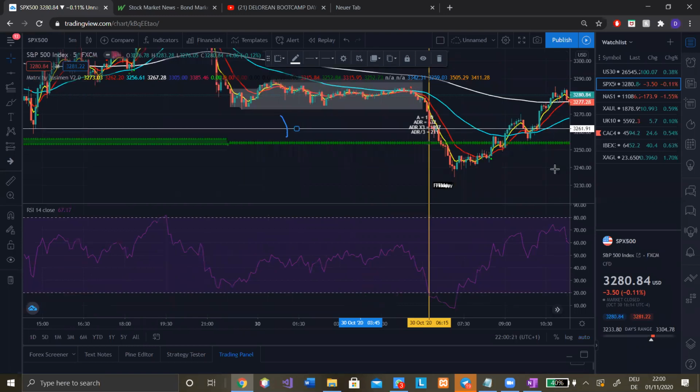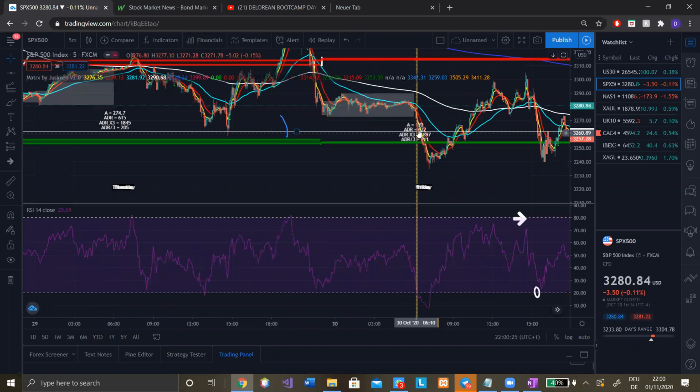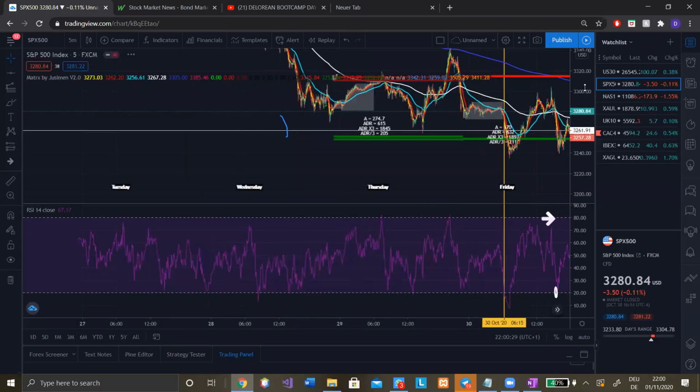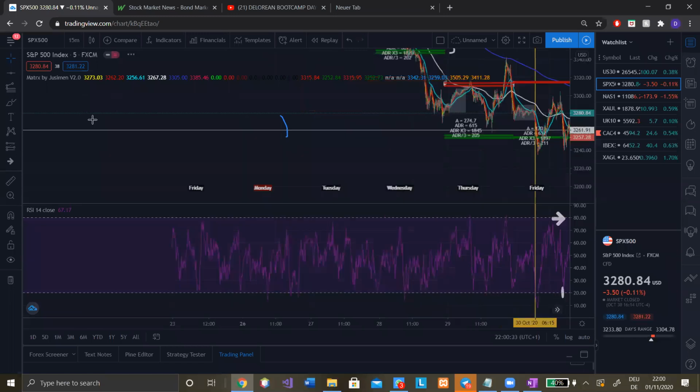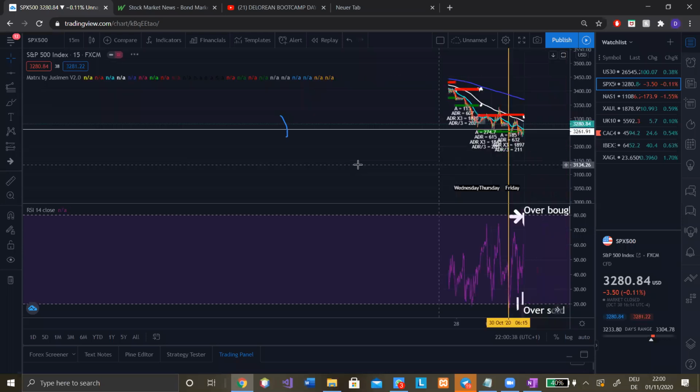So question number one, oversold. What am I doing? I'm checking for previous support, 15 minutes. Come down. What's wrong?